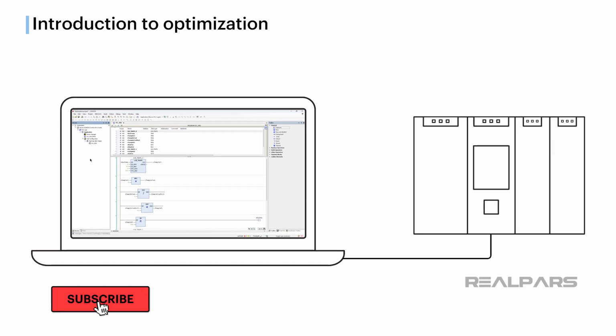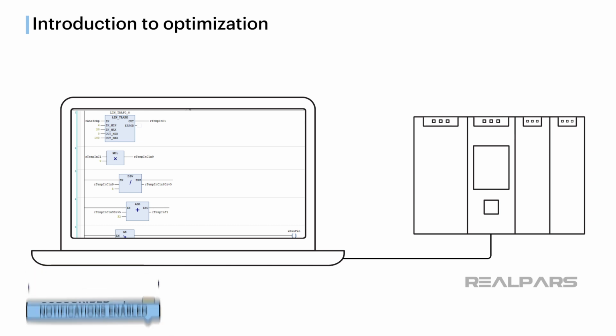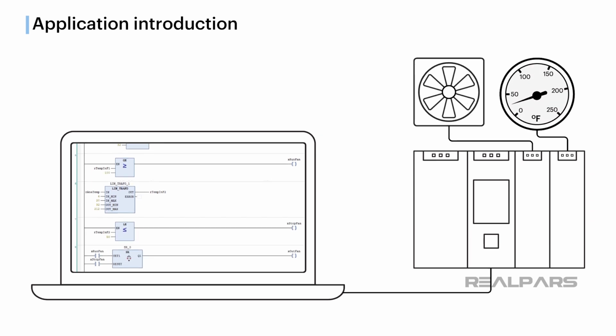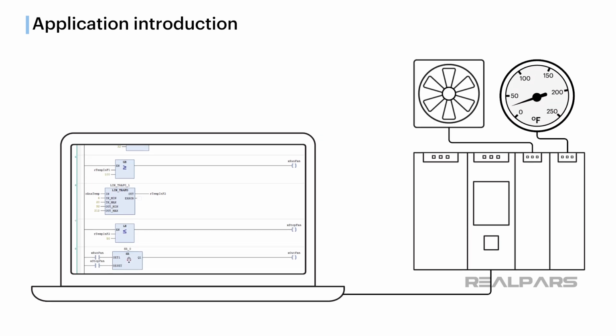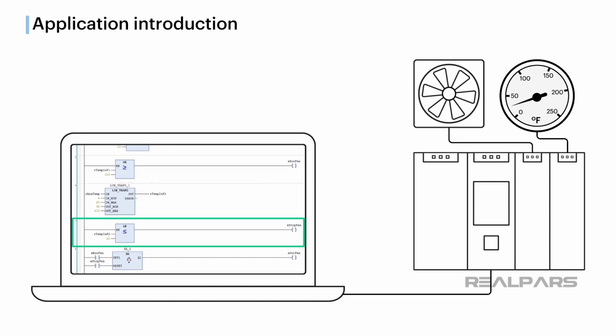Now that we know what optimization involves, let's look at the application that we will optimize in this video. We will optimize a CODESYS application that monitors a temperature and controls a fan. When the temperature reaches an upper limit, the fan turns on, and when the temperature reaches a lower limit, the fan turns off. This sounds like a simple application, but it will highlight how many opportunities there are to optimize even the easiest of applications. Let's take a look at the current code and see how we can optimize it.